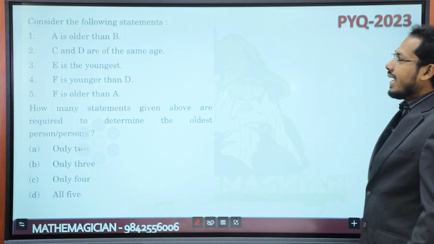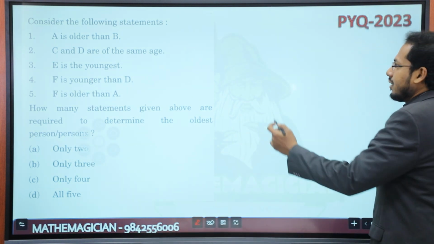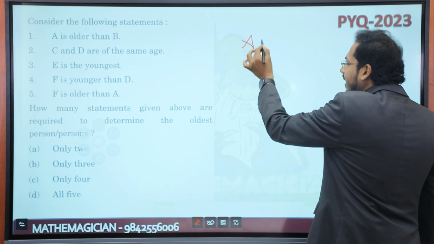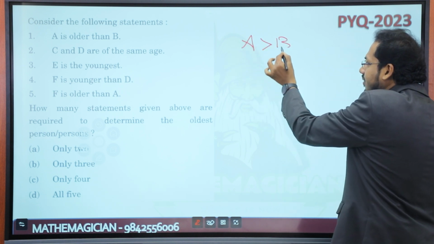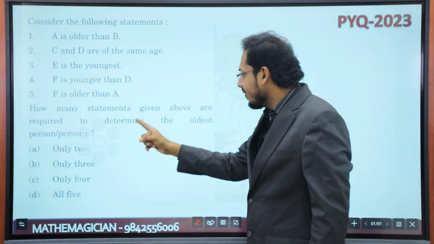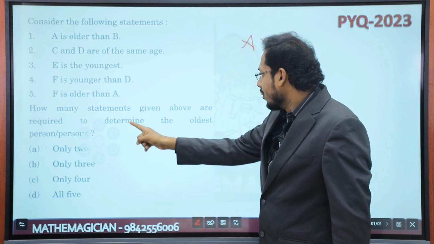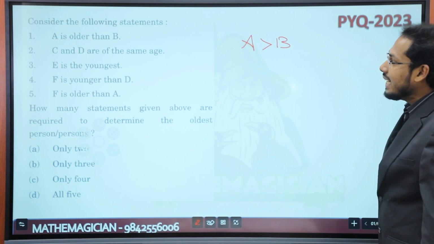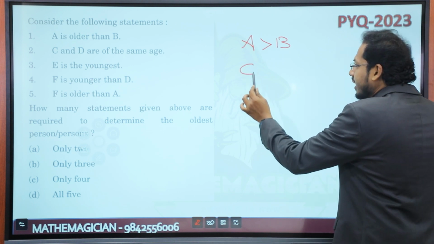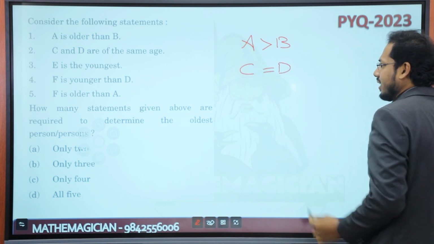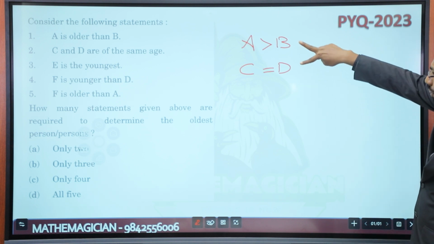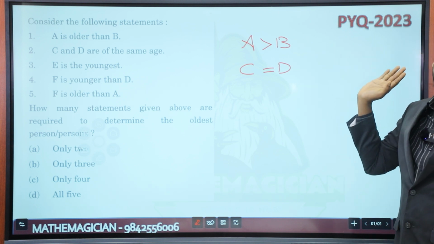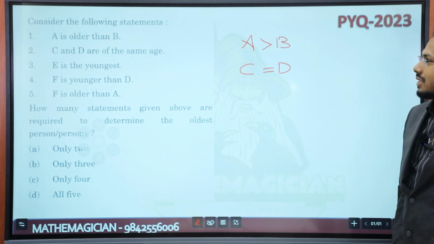See, A is older than B. So from the first statement, A is older than B. From the first statement, can we say who is the oldest one? No. If I take two statements, C and D are the same age. If you use both statements, I still can't say who is the oldest person.